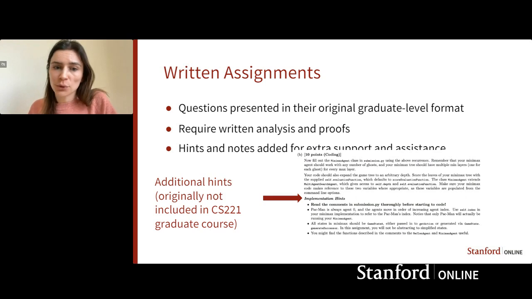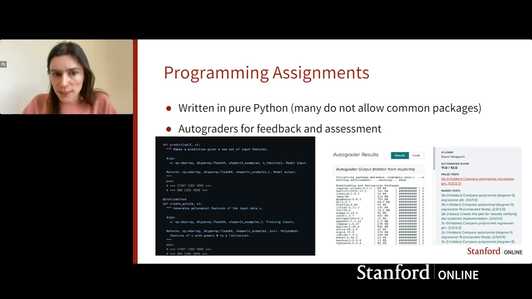Just a quick preview on how the written assignments look. We present them in their original graduate level format, and you will actually need to do some written analysis and proof. So again, this won't be much easier, but we do include some additional hints and notes that could potentially help you out. For the programming ones, everything is pure Python. We require that you are very familiar with Python before you even get started. This is not an introductory program or introductory course.